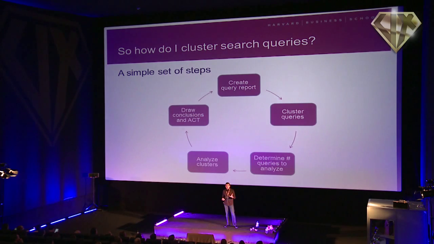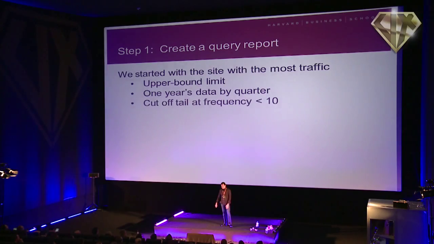So what is the process? How do you actually cluster search results? It is a cyclic process like this one. You start from the top where it says create a query report. This is an export from your Google Analytics or whatever analytics tool that you're using. Then you cluster the queries, and then you do an analysis of those clusters. Then you can draw some insights and generate recommendations to actually make improvements. And we will see some of those examples. So step 1: you have to decide how many queries you want to deal with.